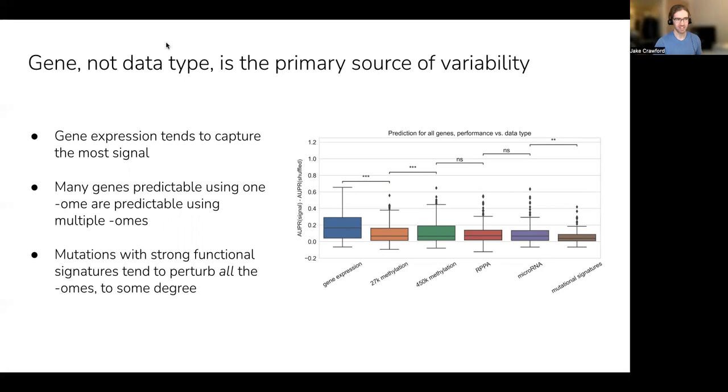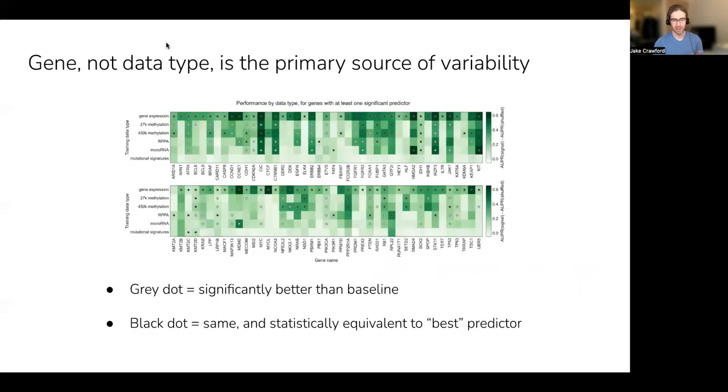Just to emphasize this, here's another visualization of the same thing. In this case, columns are genes, rows are training data types. A gray dot on that gene in that data type means that model was significantly better than the baseline, and a black dot means the same thing, and it's equivalent to the best data type. So I guess the takeaway here is that there's a lot of vertical bars, which is saying that you can train a good classifier for that gene using a bunch of different data types.